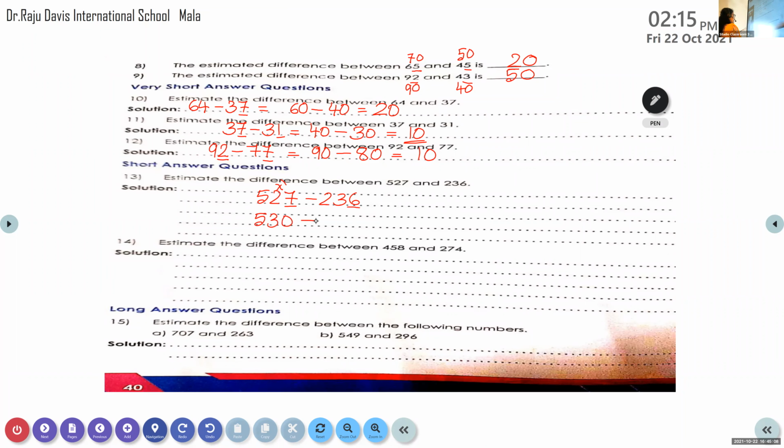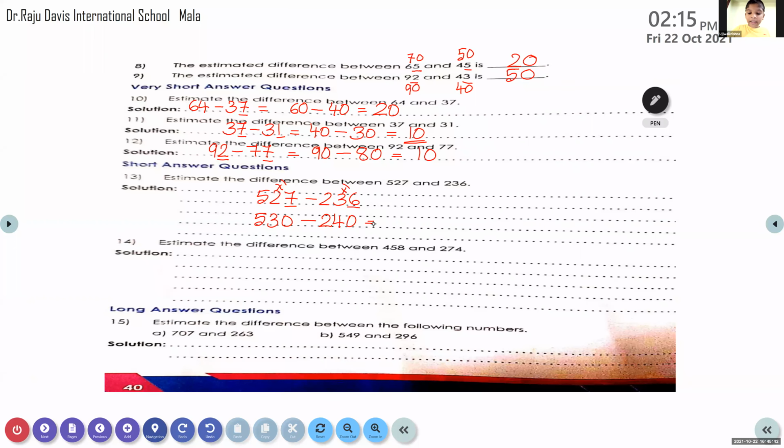Minus 236 is the question. I have underlined 6. 6 is greater than 5, so you have to add 1 in the tens place. So the estimated number will be 240. Okay, now you have to subtract it.